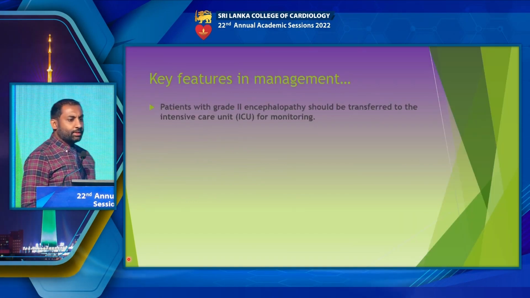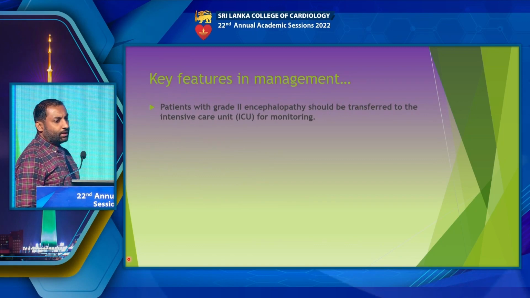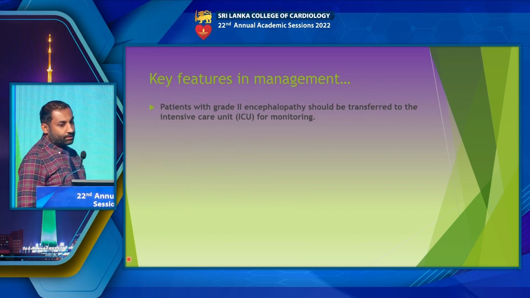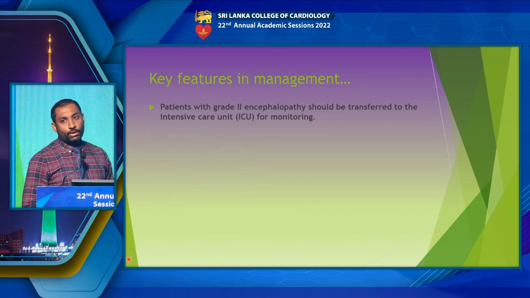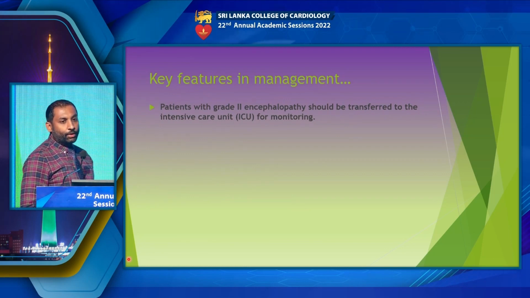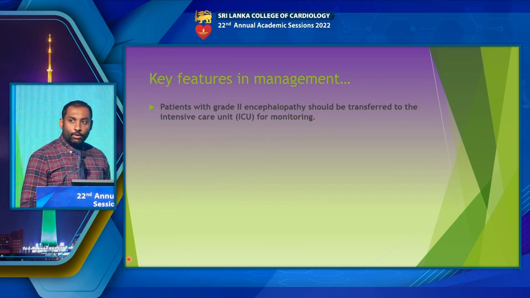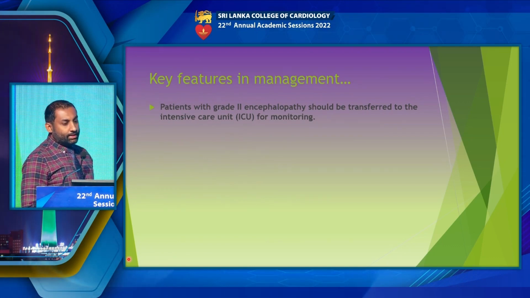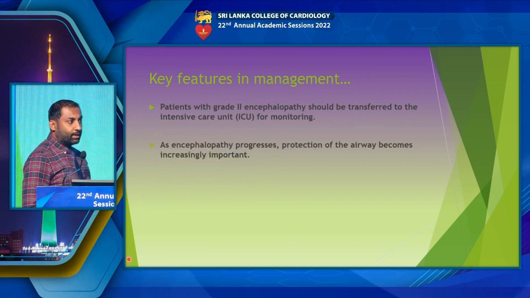So what are the key features in management? The patient with encephalopathy, where consciousness is affected, should be transferred to the intensive care unit for monitoring. When you are working in the cardiac ward, if the patient is developing this acute liver injury with confusion and encephalopathy, you should consider discussing with the team to send the patient to where observations can be done maximally. Otherwise, the patient will die not due to the heart failure but due to aspiration and other complications due to impaired consciousness.